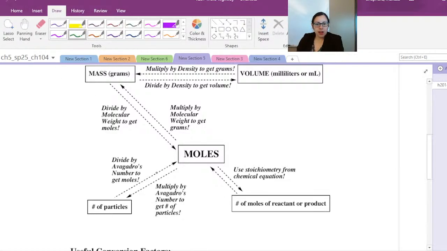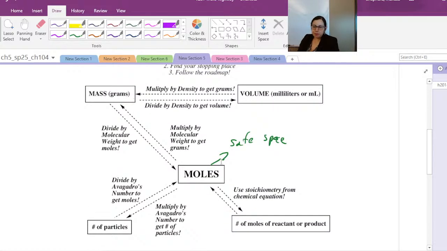And so the idea with our mole highway is we have moles in the center, and I always like to say this is our safe space, since we need to be in moles to be able to compare the mole-mole ratios. If you're in moles, that's usually a good thing. And then this is just to help you remember how to get back to moles.